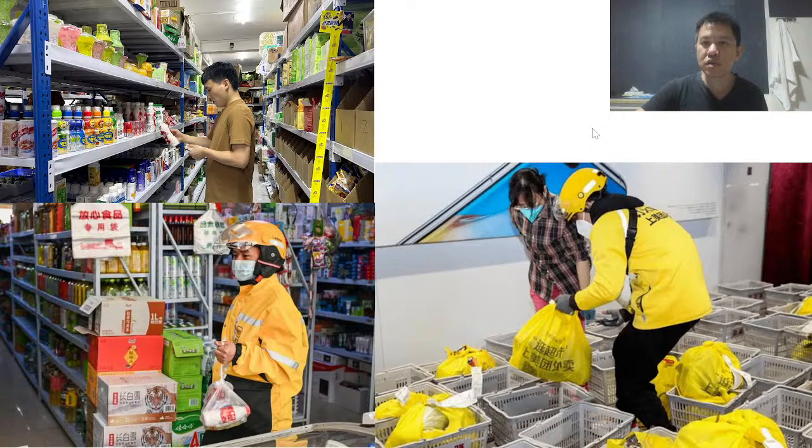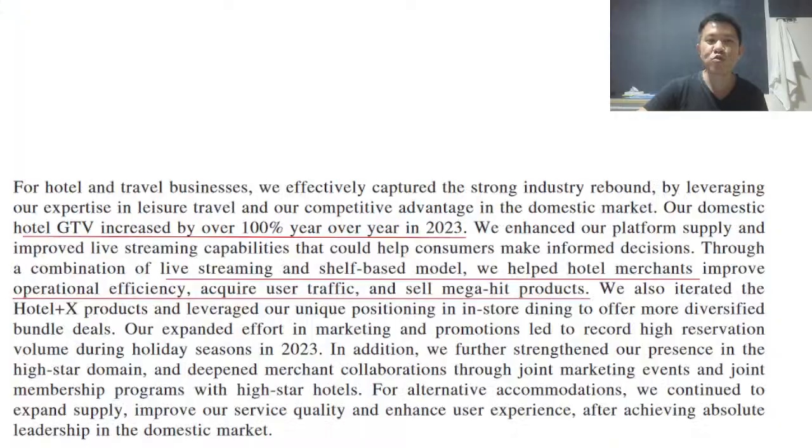Also, that's very good. That's very good, because sometimes at night, the food business is closed already. Then you can order instant noodles, potato chips, and soft drinks.